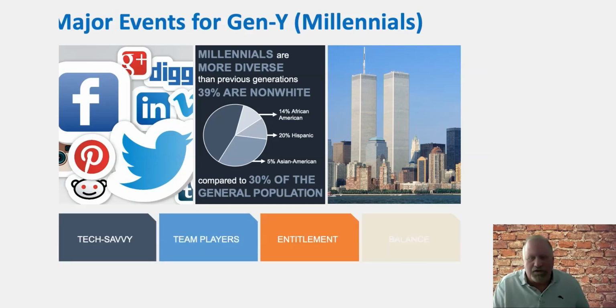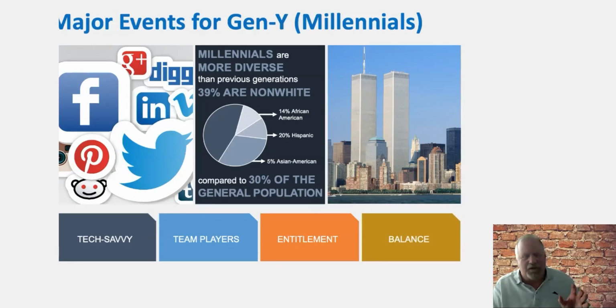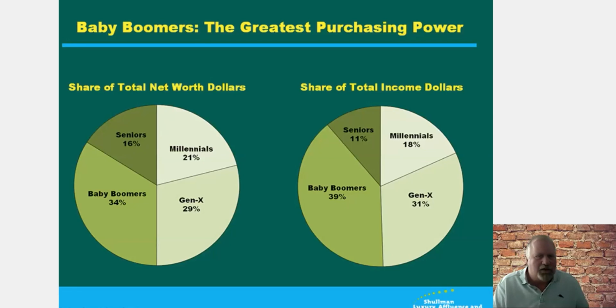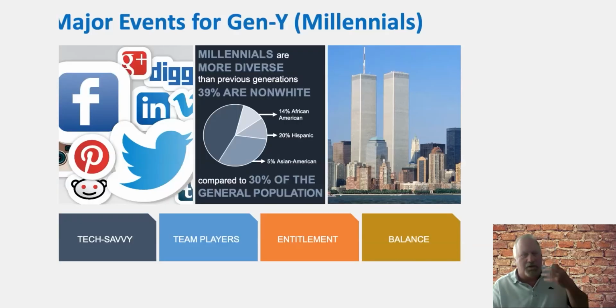A few things about these individuals in what we call Gen Y: they tend to be tech savvy, team players, and tend to like to work in teams. They tend to be a little more entitled, thinking that individuals owe them. But they also like what we call work-life balance. They want to play, but at the same time, they want to have success in their jobs. So these are just some examples of some of the groups with the biggest buying power out there.